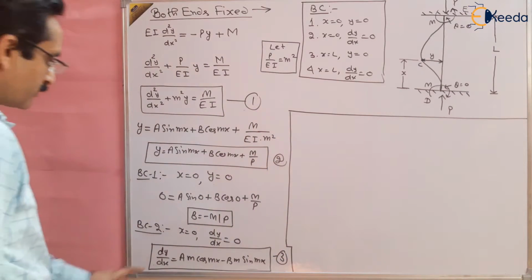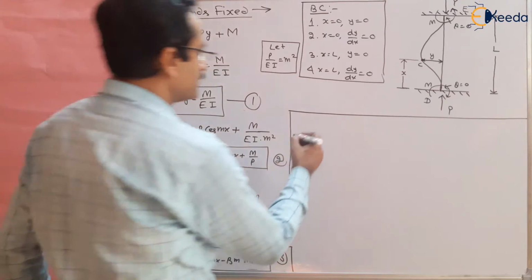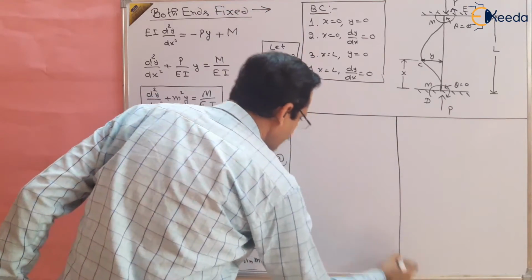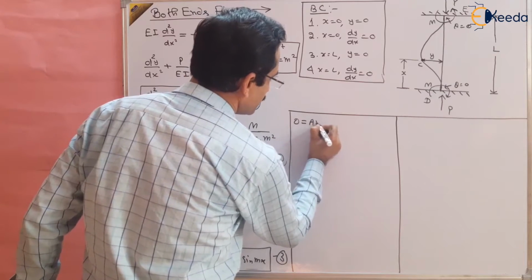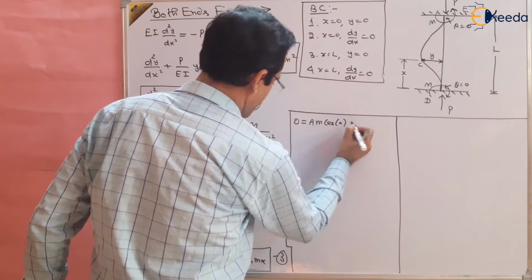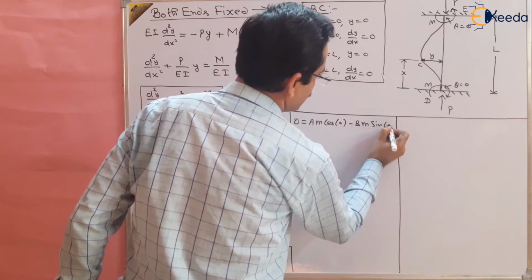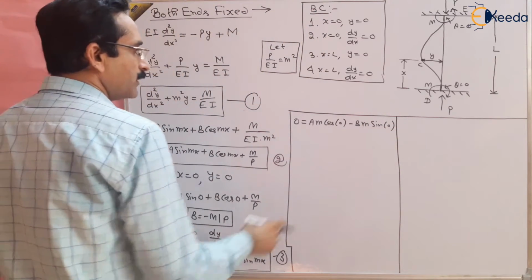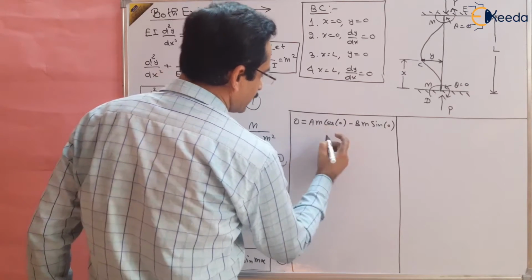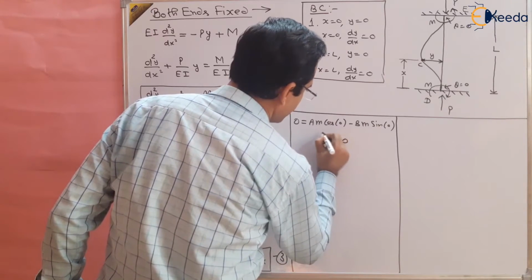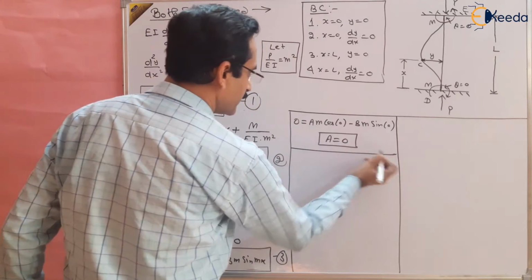This is, suppose, equation number 3, right? So now dy by dx is 0 at x is equal to 0. Put here, you will get 0 equal to am cos 0 minus bm sin 0. Sin 0 is 0. M cos 0, m cannot be equal to 0, so a should be equal to 0. So this is the new constant found out, a is equal to 0.